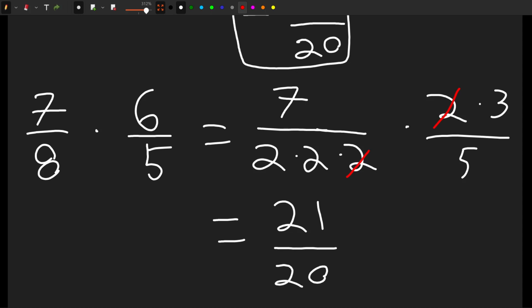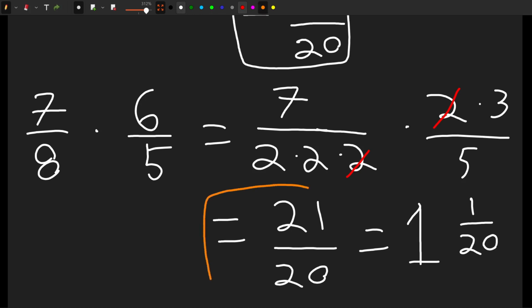Now in this case, 21 over 20 is an improper fraction. And so therefore, we could also write it as a mixed number. If you want to write it as a mixed number, you will say how many groups of 20 are there in 21. We get 1. And then 1 left over. 1 and 1/20. Both of these are the same answer.